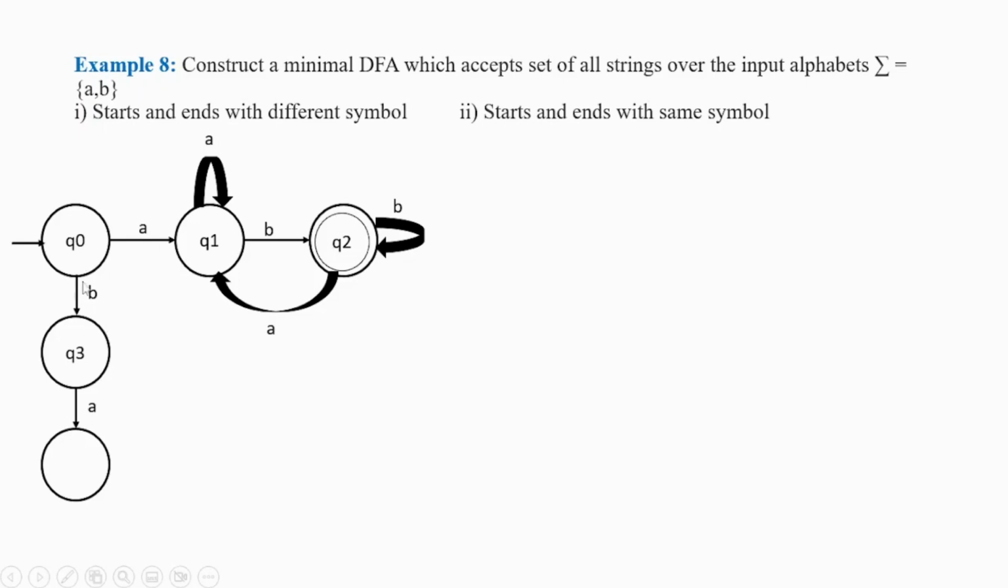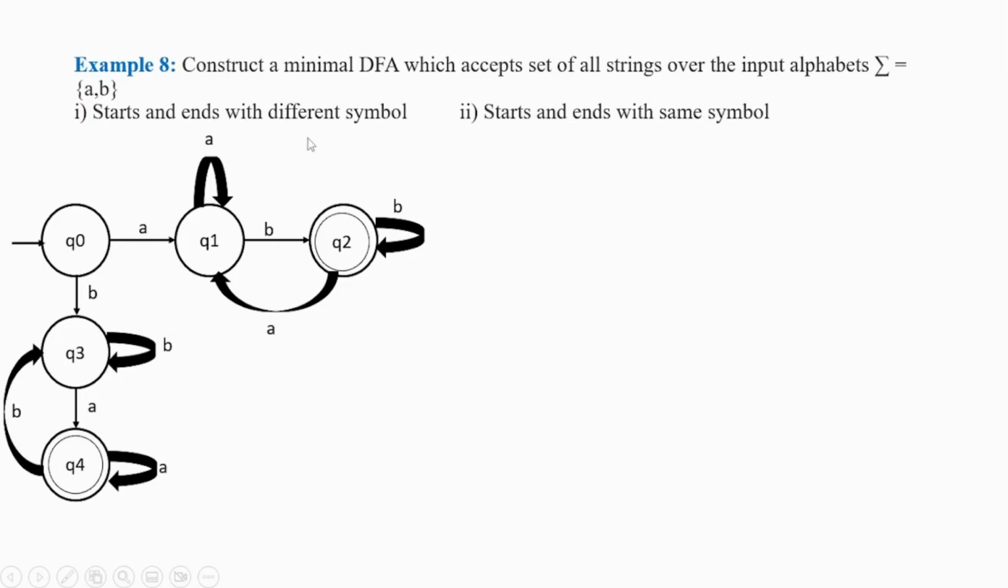Then here, Q0. If the starting symbol is B, we do the same thing we did here. The starting symbol is B followed by any number of B's, it will stay in the same state, right? Same way. Here we are reversing it. For AB we did it here, and here we are doing it for BA. I am repeating it again.